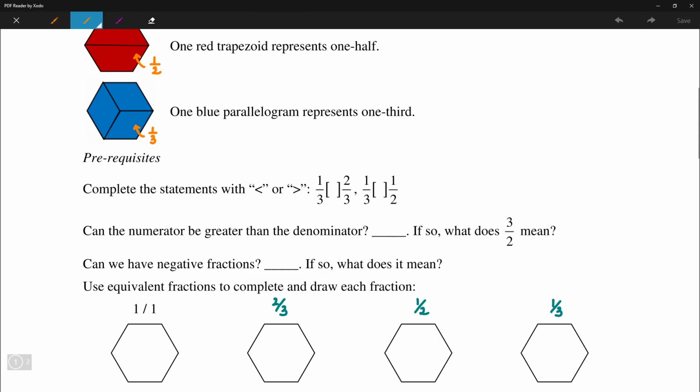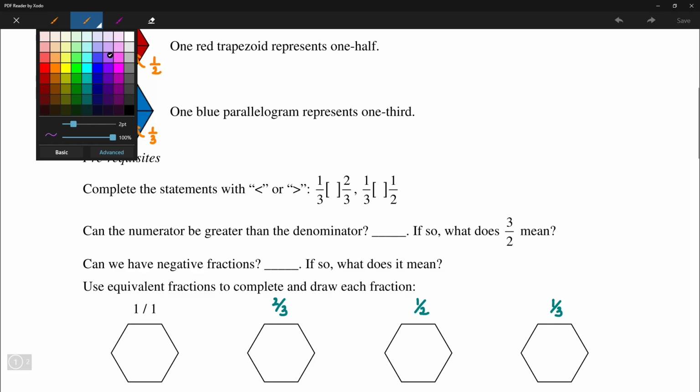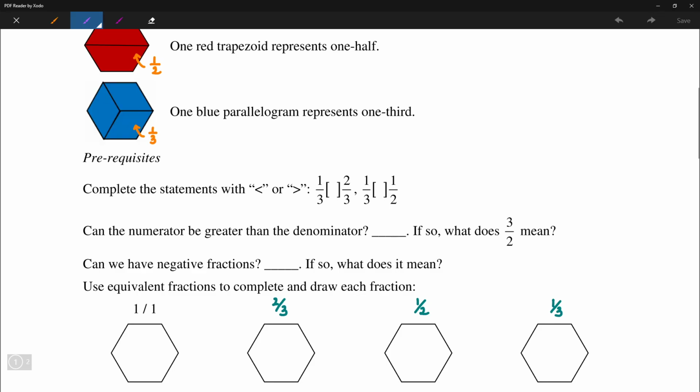A couple of review and prerequisites. Number one, when we're comparing fractions, as we have here, if they have the same denominator, then we're looking at the numerator of each one. And 2 is a greater numerator than 1, so 2/3 is greater than 1/3.